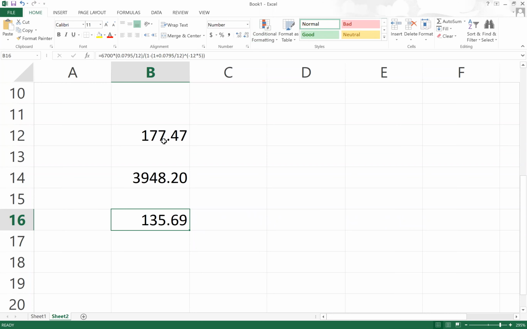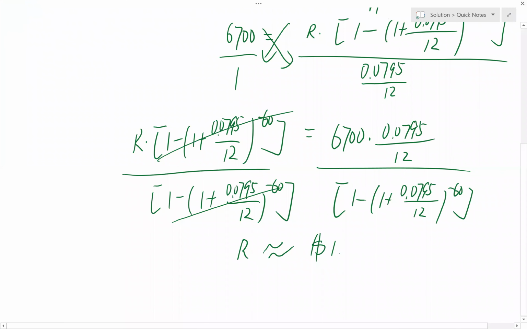If you just look at the face value, it's a lot lower, right? Compared to $177, you're saving $42 on a monthly basis. And that's your saving, right? That's how much you save over the life of the debt. $135.69.